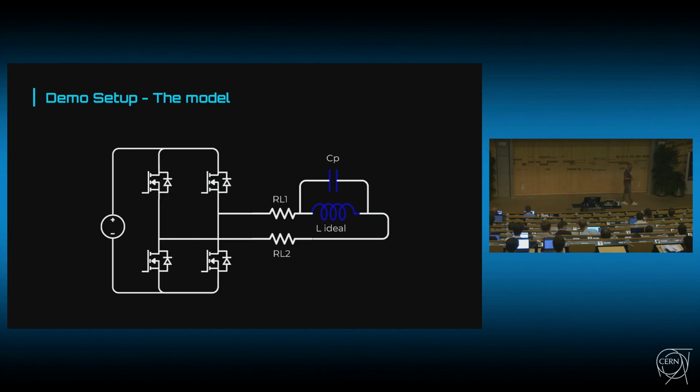What you can see here is the power stage that controls the current that is flowing through the inductor.